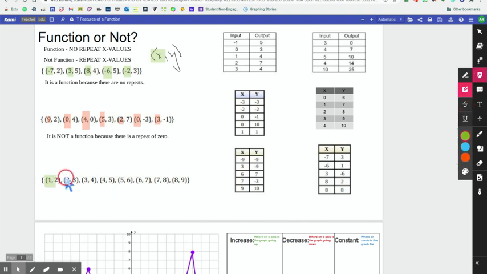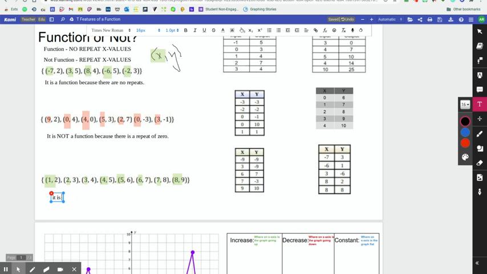We have 1, then there's 2, then there's 3, 4, 5, 6, 7, 8. So it is a function because there are no repeats. I feel like that's how you spell repeats. Not sure.